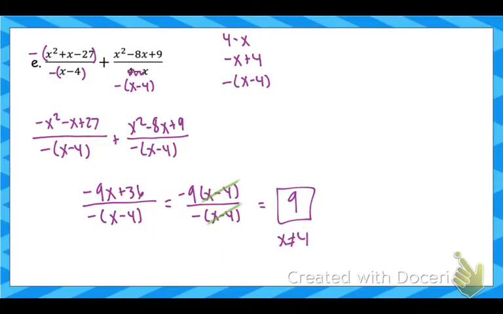All right, so that is it for adding and subtracting. Again, make sure you factor first, get a common denominator. Once you know that denominator, then FOIL out the numerators and then combine and simplify the numerators.